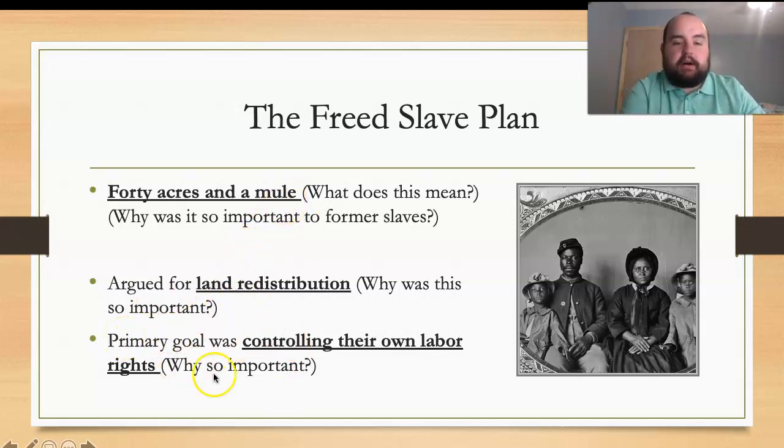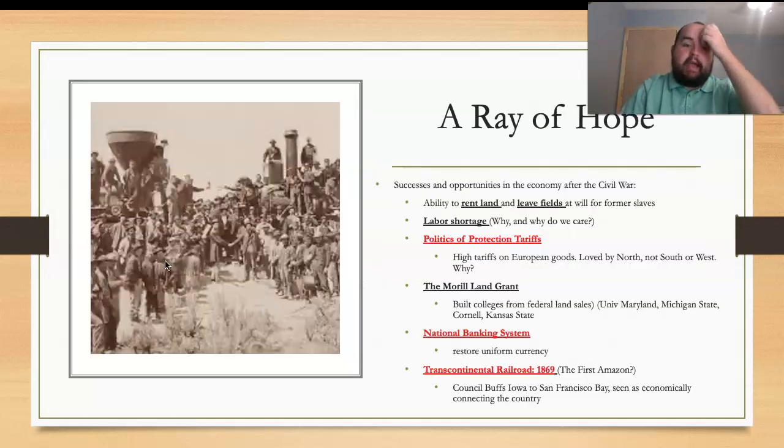So again, this was all essentially about controlling their own labor rights. Because under slavery, their labor was totally controlled and none of it really profited them. The whole idea was that they would own their own property, so they would get the wealth produced by their own labor now. And for a while, it seemed like this actually could be a possibility.